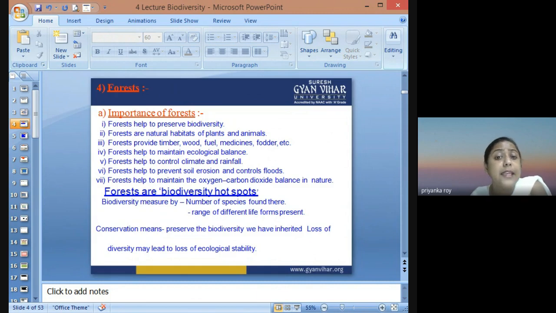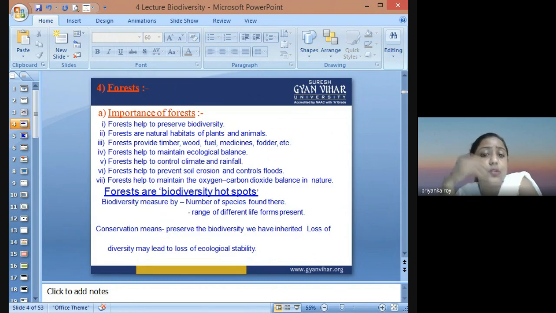Forests help in maintaining ecological balance. They control climate and rainfall. They help in prevention of soil erosion and control of floods. They help in maintaining the oxygen and carbon dioxide balance in nature. So forests are biodiversity hotspots, basically.